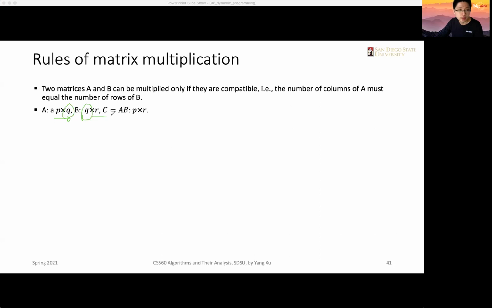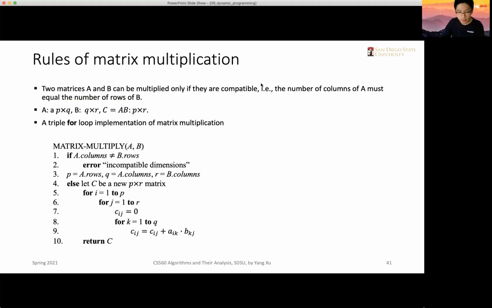can we multiply them together in order to get the product C. And C would be P by R, okay? So P would be the row count of A here, and R will be the column count of B. That is how we do the matrix multiplication.